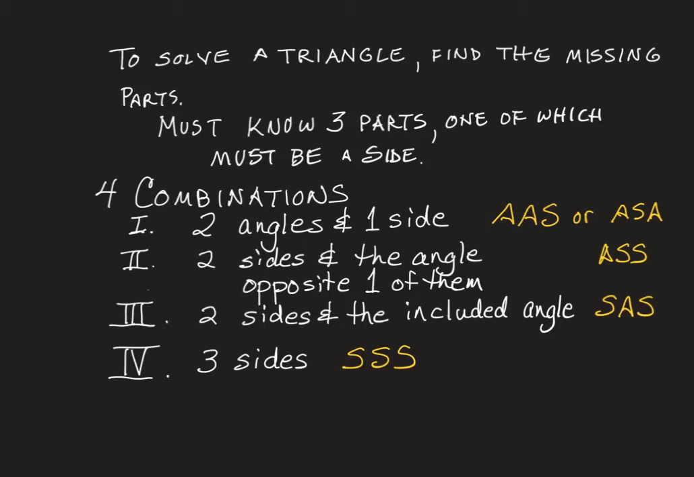However, we're not trying to prove triangles congruent. You still cannot use ASS, angle side side, or side side angle, if you're trying to prove triangles congruent. However, if you are trying to solve one triangle, you can use it. And as we learn to do that, you'll see why we cannot use ASS to prove triangles congruent. We will be discussing different ways to use these combinations to solve triangles.